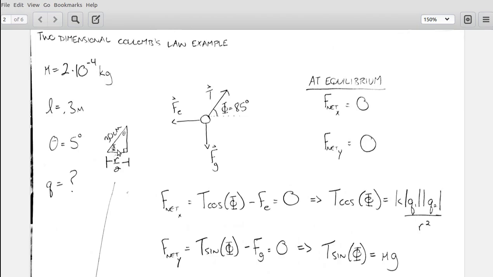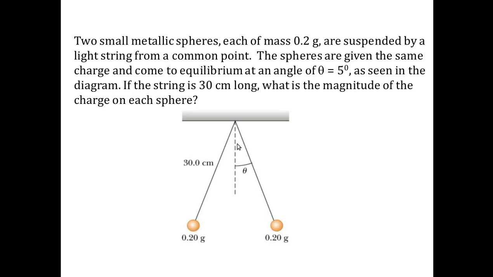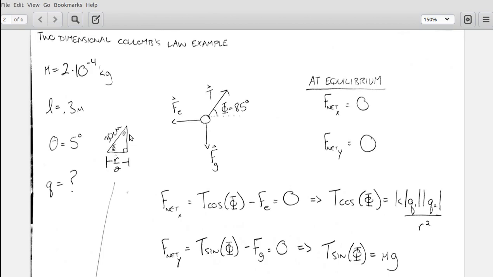Okay, so what I have to do is take this right triangle right here, and this is 5 degrees. This angle right here has to be theta's complement, because it's a right triangle, right? So these two angles have to add up to 90. So I want this angle. I'm going to call it phi, and this angle here is 85 degrees. It's the complement of 5 degrees. So that's the angle I'm going to use when I'm describing my tension force vector.